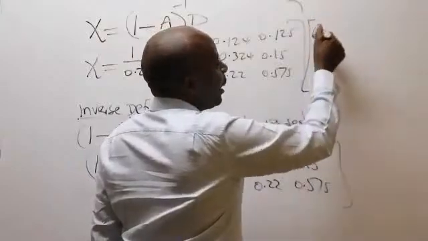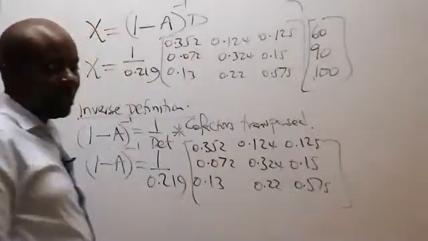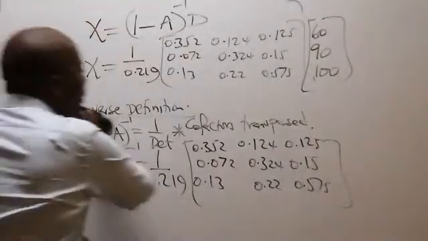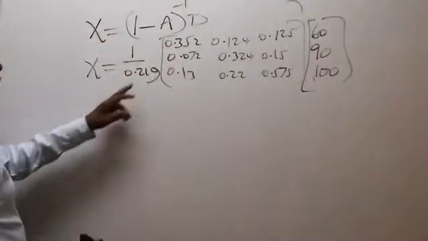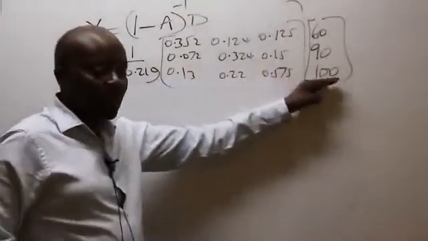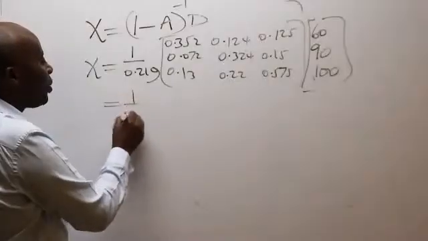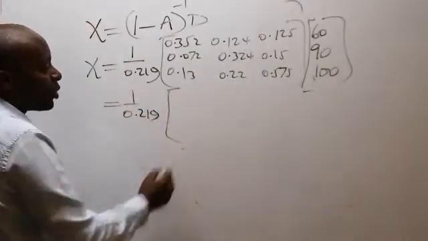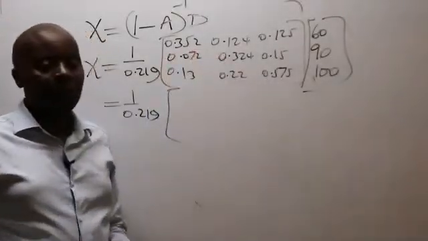But remember, they have to be captured in the form of a column. So ladies and gentlemen, what I'm going to do is quite a simple thing. I can see I've got a scalar and then two matrices multiplication. So I'm going to leave the scalar, 0.219, outside. And then, of course, I multiply the matrices themselves first.